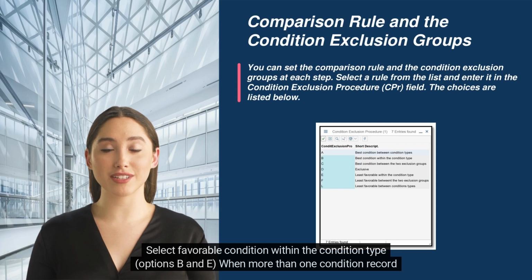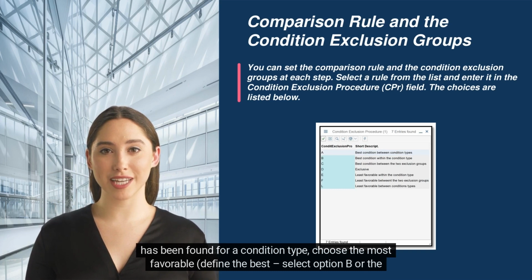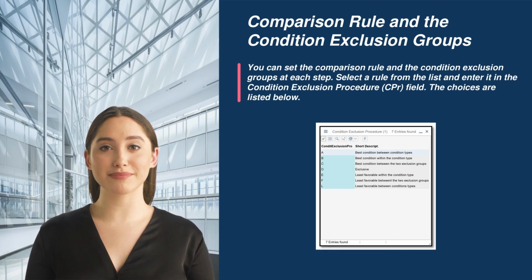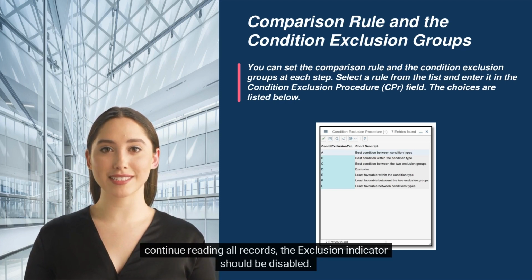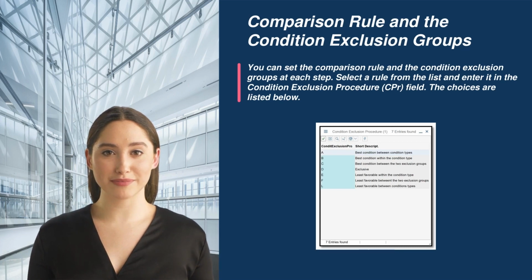Select favorable condition within the condition type, options B and E. When more than one condition record has been found for a condition type, choose the most favorable. To define the best, select option B, or the lowest, select option E. Select the better of any 2 records for PR00 that were located. In order for the access sequence to continue reading all records, the exclusion indicator should be disabled.